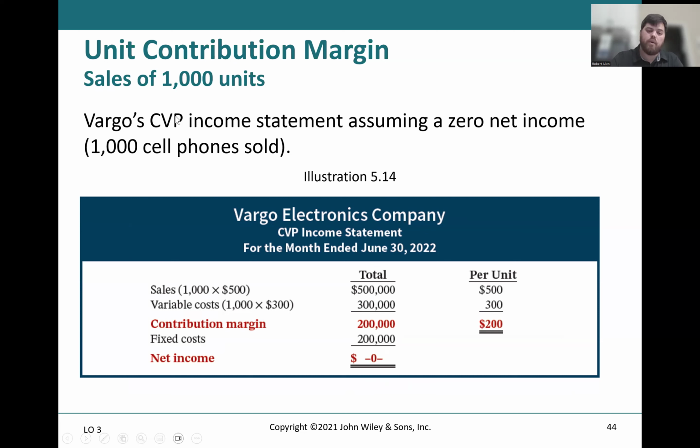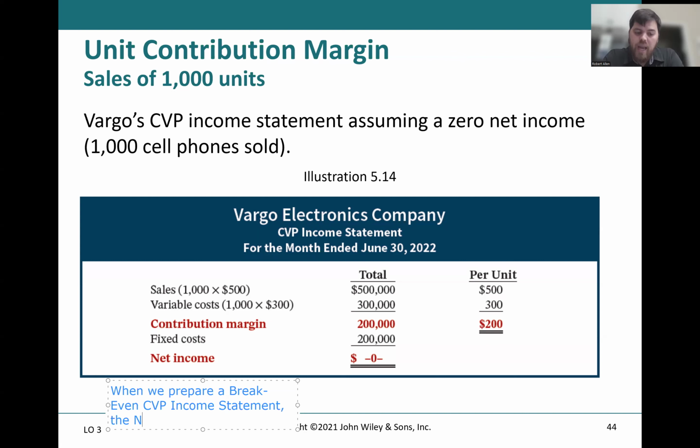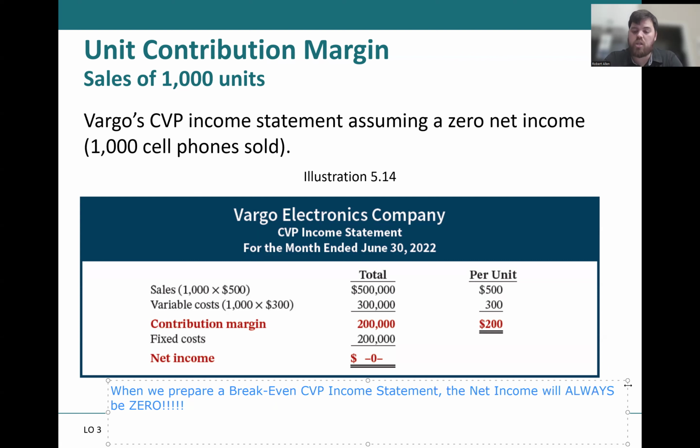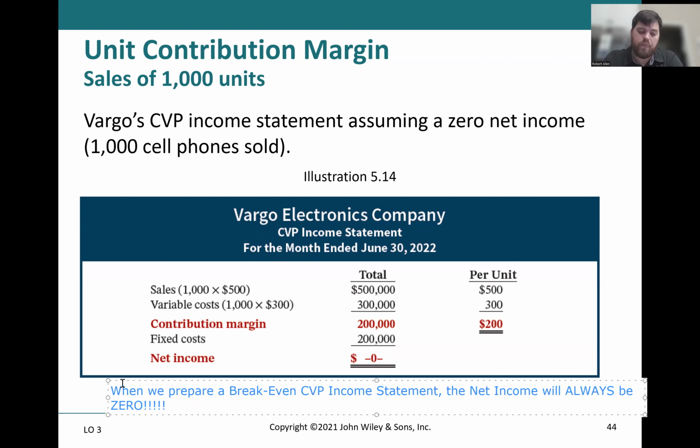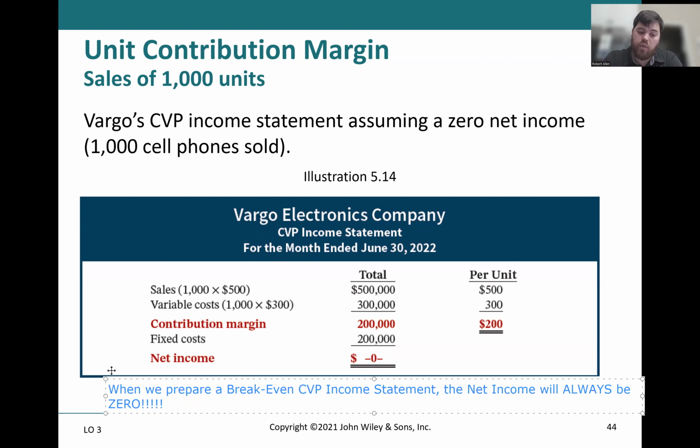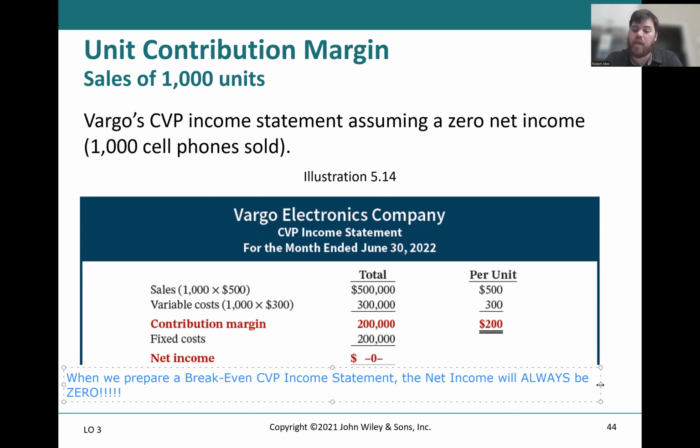The key thing to remember is when we prepare a break-even CVP income statement, the net income will always be 0. It has to be, because it's a break-even analysis. We're finding the point at which net income is 0. Now, what that also implies, so that's true, but that has an implication for us that we can use to solve problems.